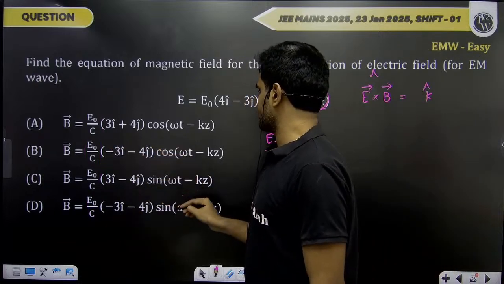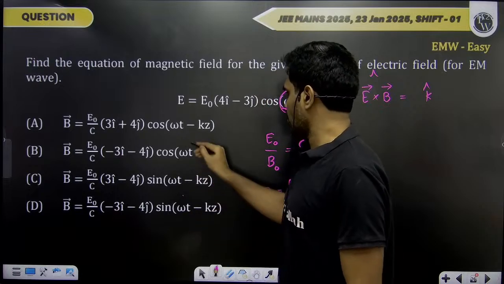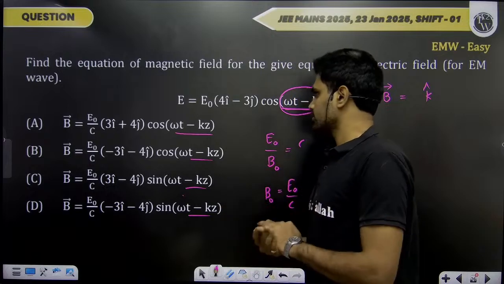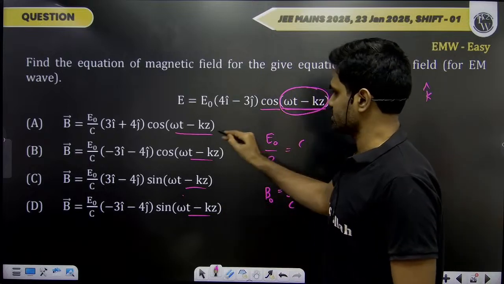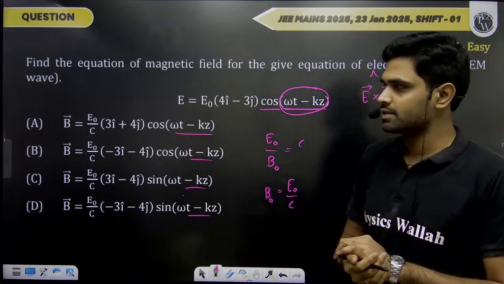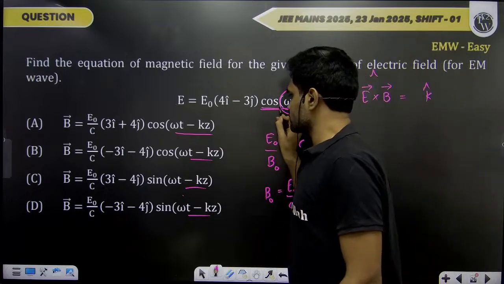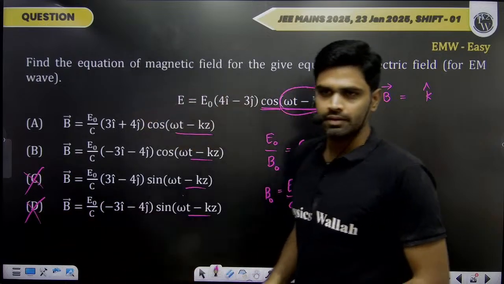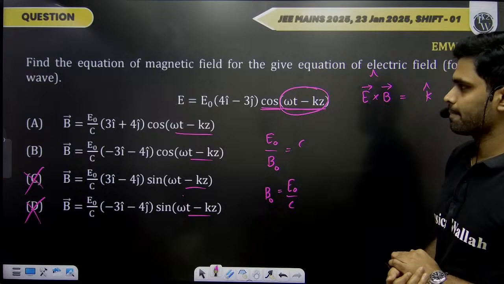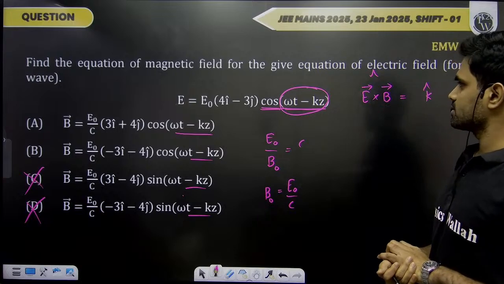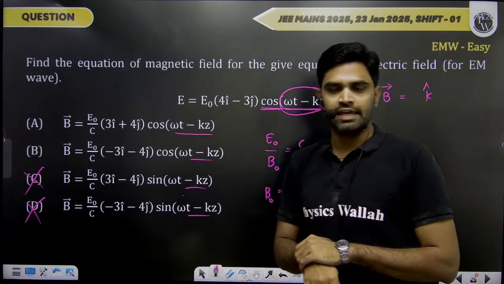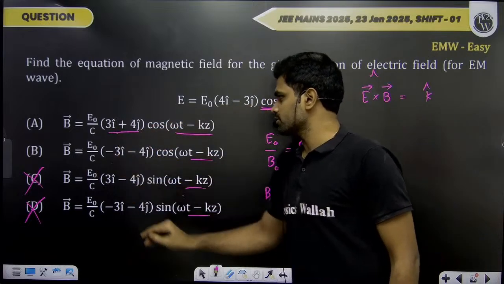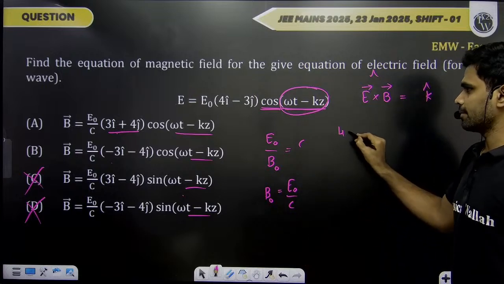We need to see the direction, and all of them have omega t minus kz. So this is also the same, but it has to be the same phase. Electric field and magnetic field have the same phase in EM waves. So if this is cos, this also has to be cos. So these two options are wrong. You can straight away eliminate them because it has to be cos. The last thing left is to see which one gives k cap. So let us check out of this one and this one which gives us k cap.